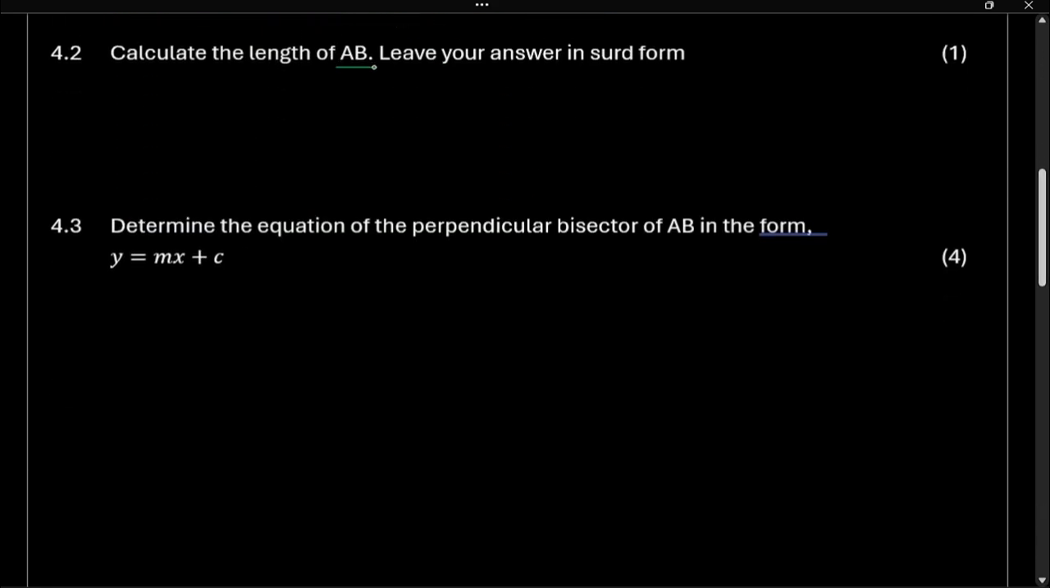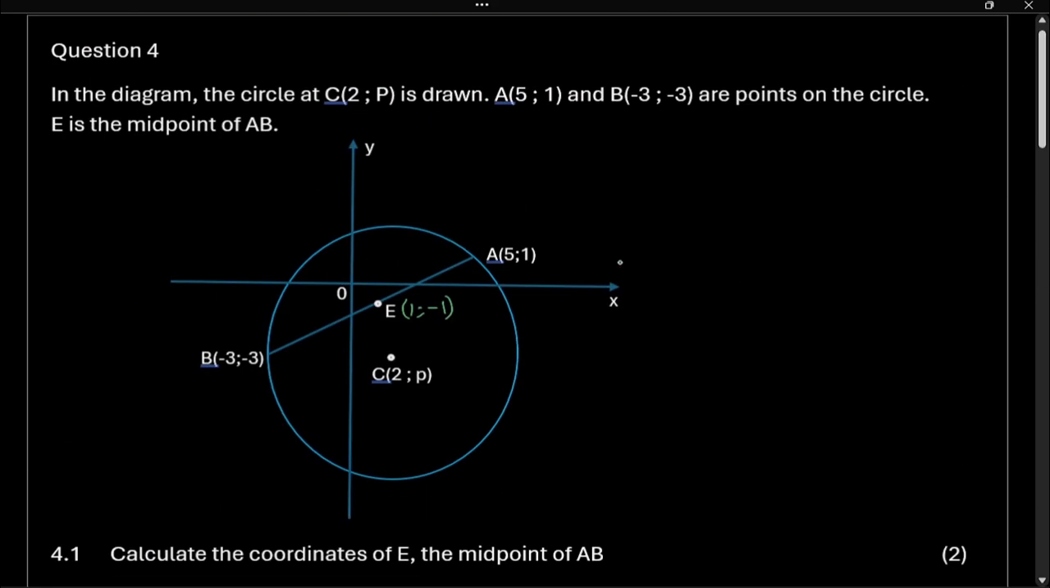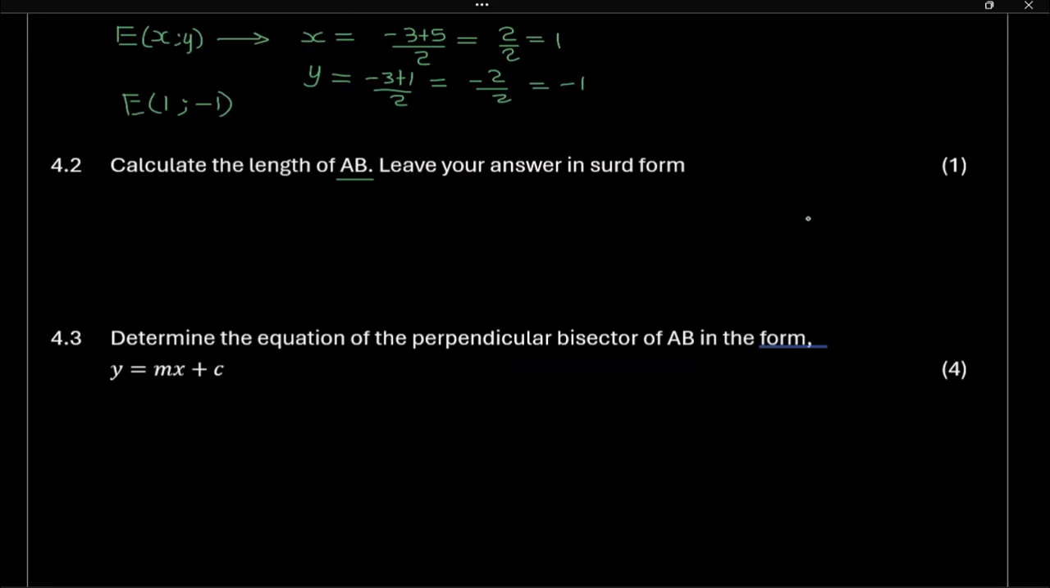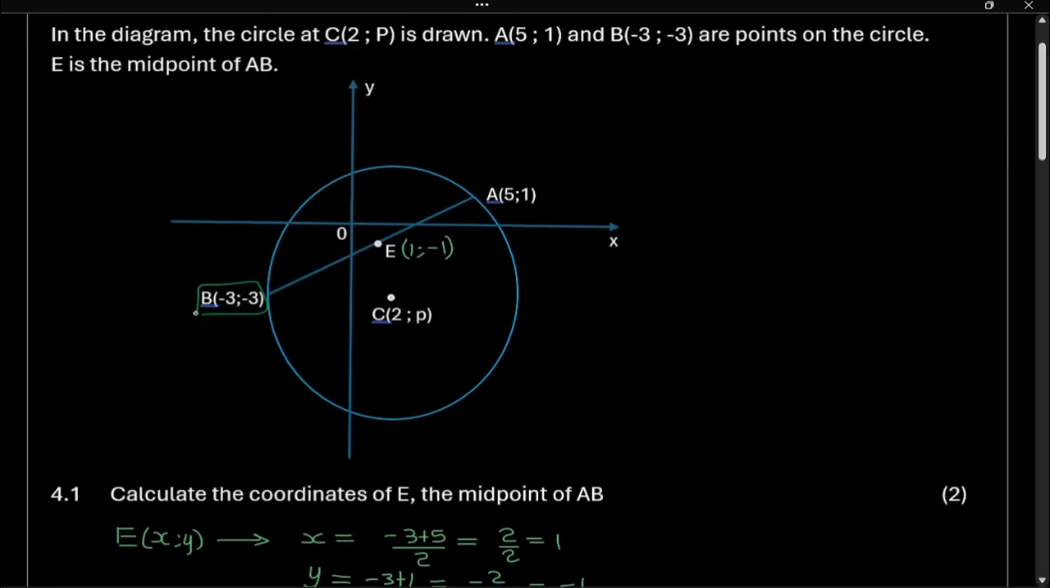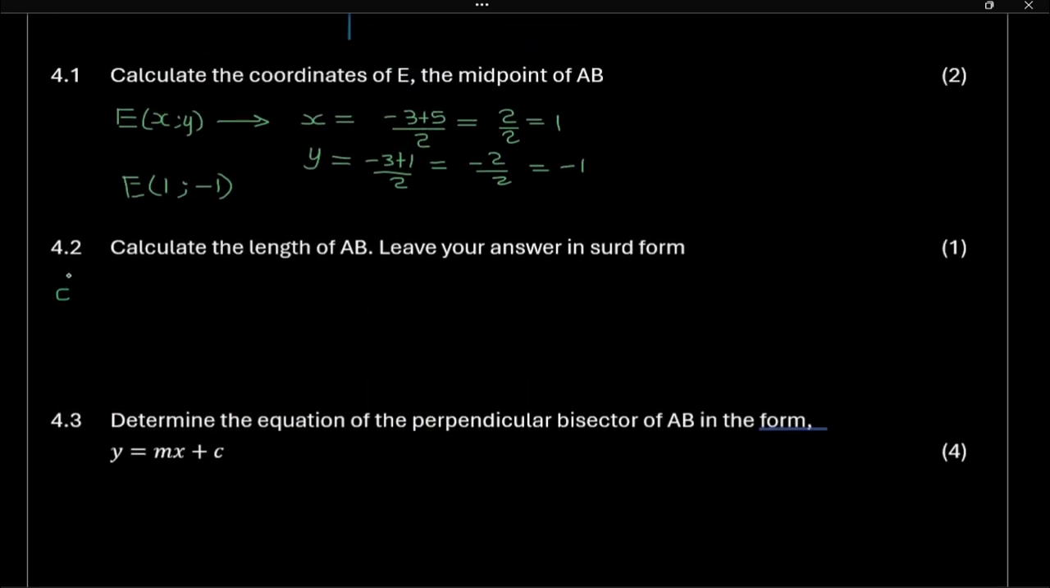And the next part, we are required to find the length AB, in surd form. So for AB, that's x1 minus x2 squared, plus y1 minus y2 squared, and then find the root of it. So it's -3 minus 5 squared plus -3 minus 1 squared.